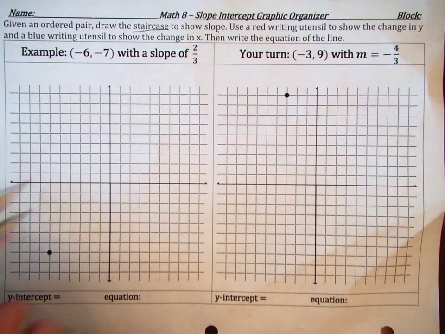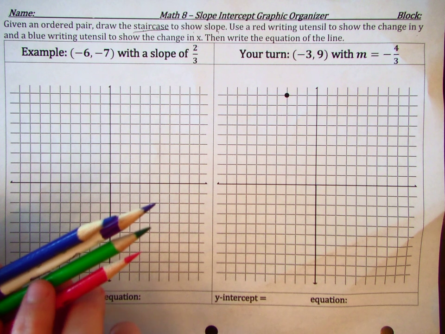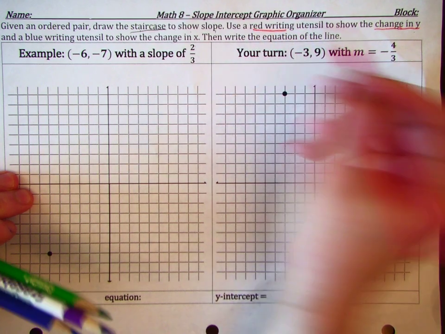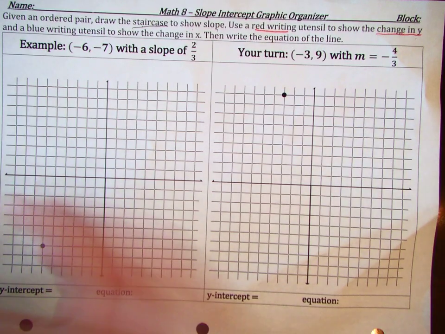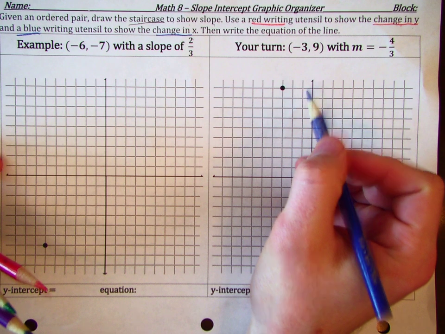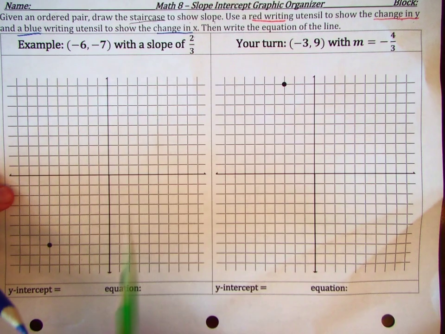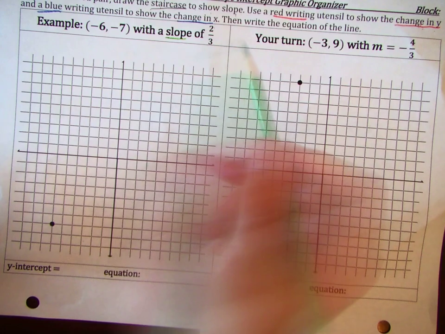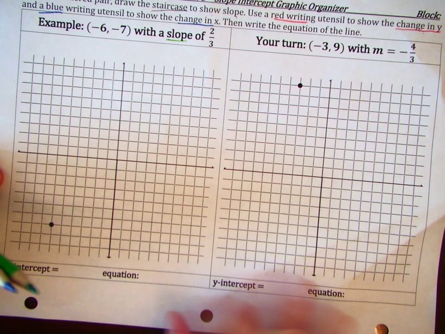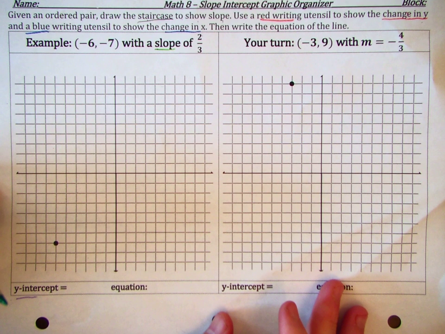So what you should have at this time is different colored pencils to represent each of these things. I'm going to say that the change in y is going to be in red, and my change in x is going to be in blue. Make sure you have those pencils for yourself. Our slope, when I write it down here, is going to be in green, and our y-intercept will be in purple. If you need to get these colors, please do, and you can pause the video.